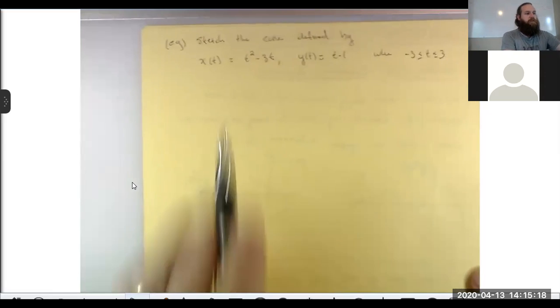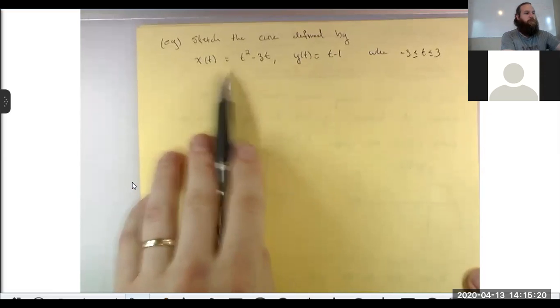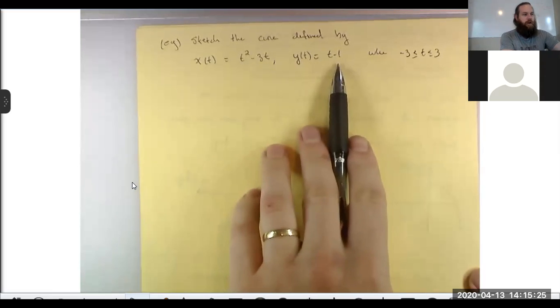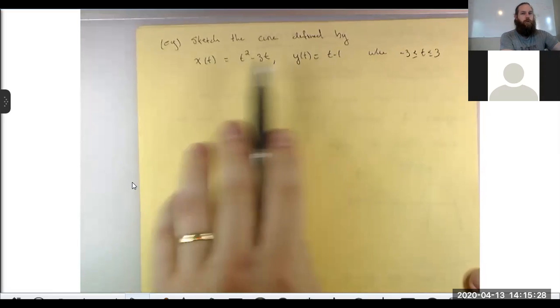So I tell you what x is doing over time. I tell you how the graph is moving left-right over time. And I tell you how the graph is moving up-down over time. But I don't tell you how those two are related to each other.